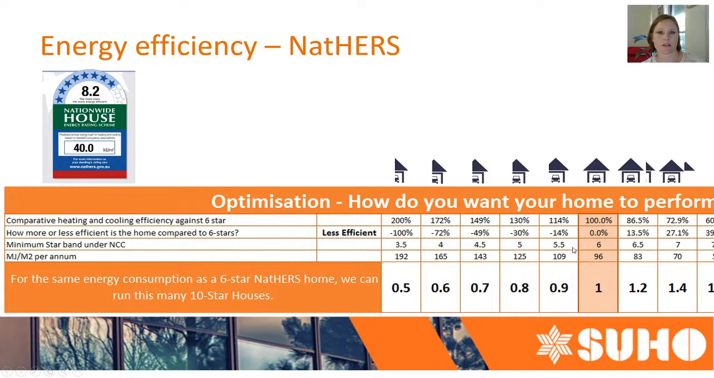Now, the implications of that: if we consider that the 6-star house is the bare minimum for the National Construction Code, you can see that if your house went through at, say, 3.5 stars, it's actually performing twice as bad as the 6-star house, and the 6-star is the minimum.